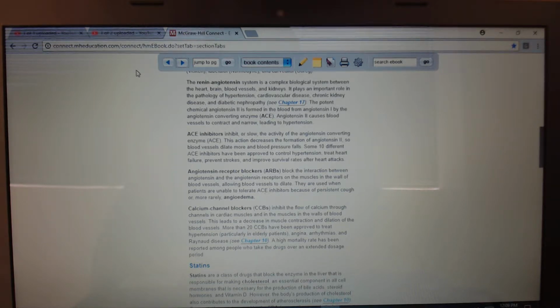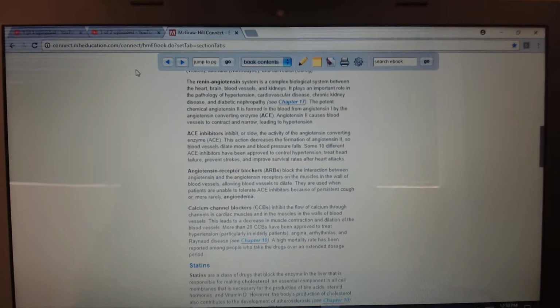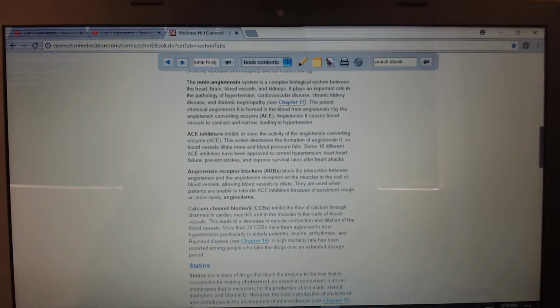Calcium channel blockers, CCBs, inhibit the flow of calcium through channels in cardiac muscle and the muscles of the walls of blood vessels. This leads to a decrease in muscle contraction and dilation of the blood vessels. More than 20 calcium channel blockers have been approved to treat hypertension, particularly in elderly patients, angina, arrhythmias, and Raynaud's syndrome. A high mortality rate has been reported among people who take the drugs over an extended dosage period. Statins.